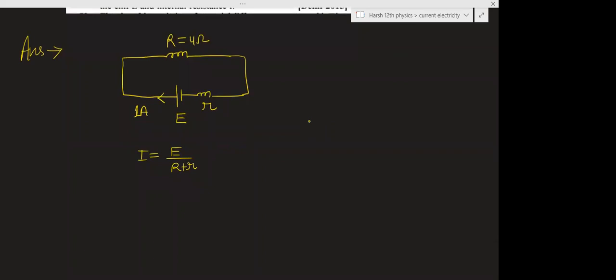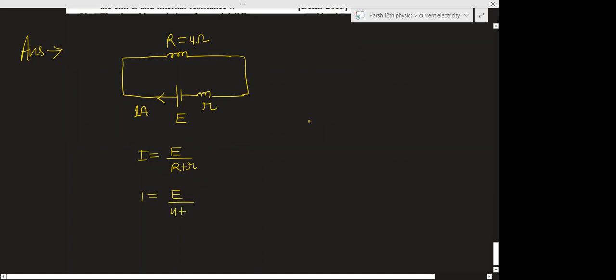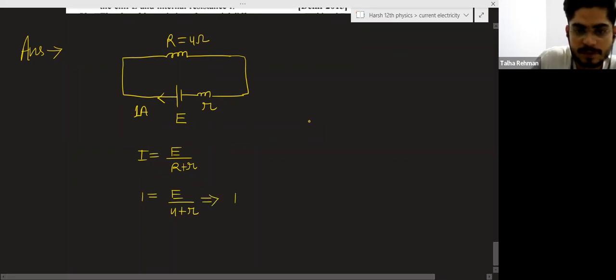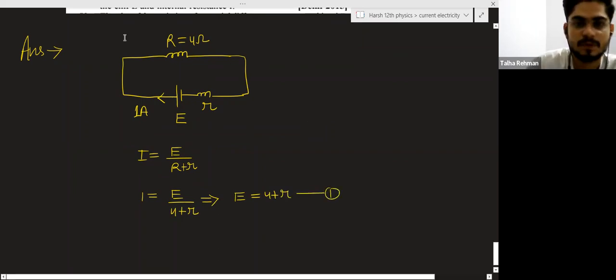So what is I? I is 1, E we have to find, and R is 4, and this is small r. So from here you can get E is equal to 4 plus r. This is equation number 1.